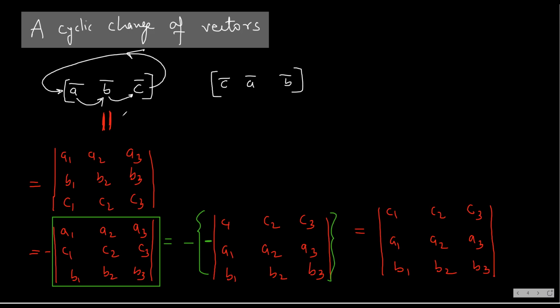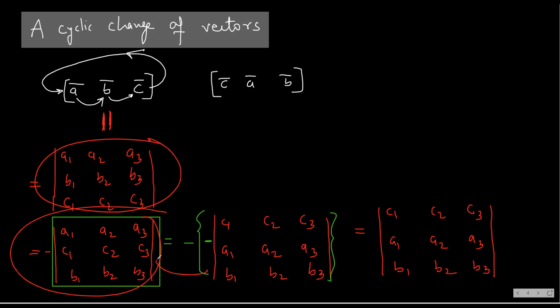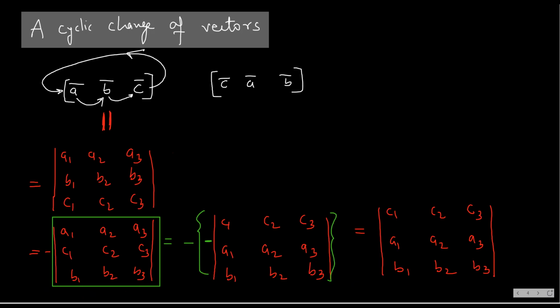So you started from here. You had A bar, B bar, C bar, which was equal to this, which was equal to this, and finally this. But what is this equal to? It is nothing but C bar, A bar, B bar. You can check.